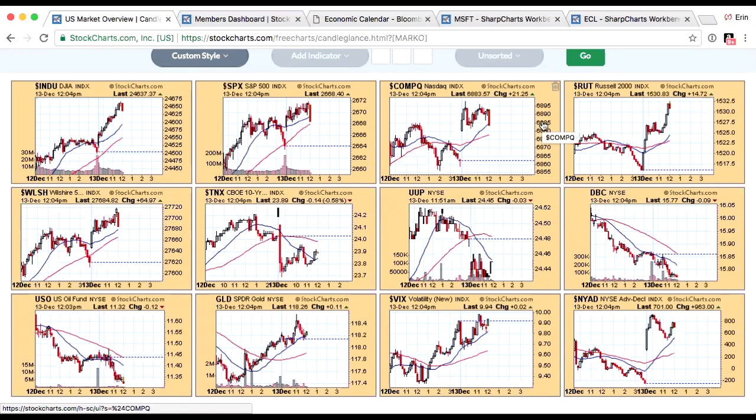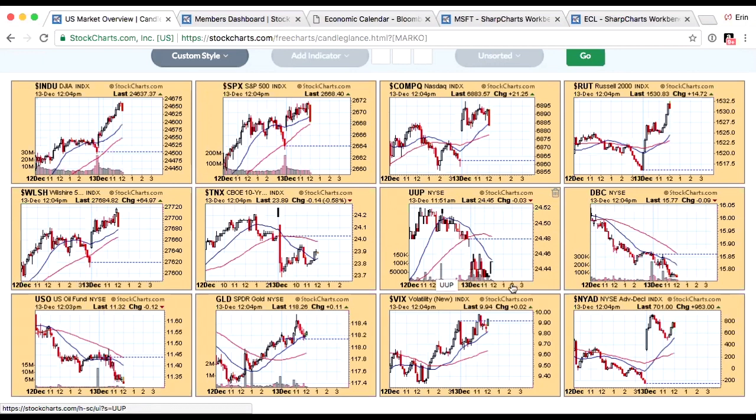NASDAQ, we did get a gap up, but it is starting to consolidate, albeit very volatilely. But we can see that it is up at this point in time. Russell 2000, finally seeing some positive action here out of the small caps. Love this flag formation. Love the breakout with another flagpole. Looks like a great day for small caps. Could see the treasury yields are down somewhat, reading at 23.89. UUP gapped down this morning and has been consolidating mostly sideways.